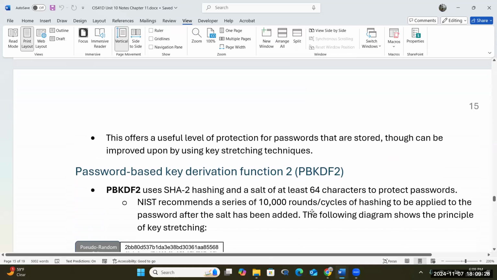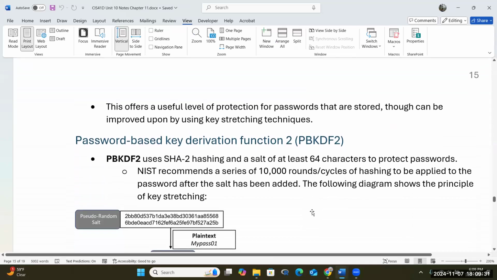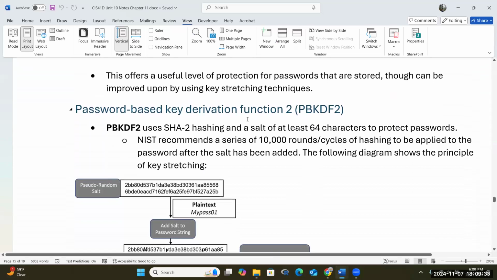But you see it widely used for cloud-based systems. Here it talks about Password-Based Key Derivation Function 2. You might have also seen this for Security Plus, right? But for CASP, you also know what this is, the CASP certification. This uses SHA-2 hashing and SALT, and it uses longer characters for the SALT to protect the password. So the more characters we have, the longer it would take to crack it.